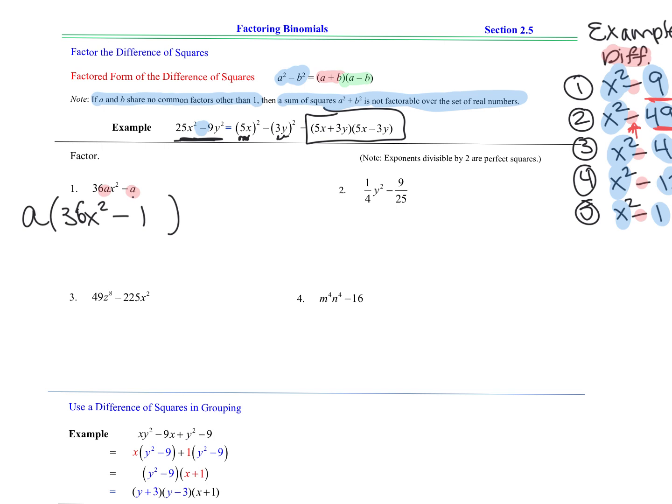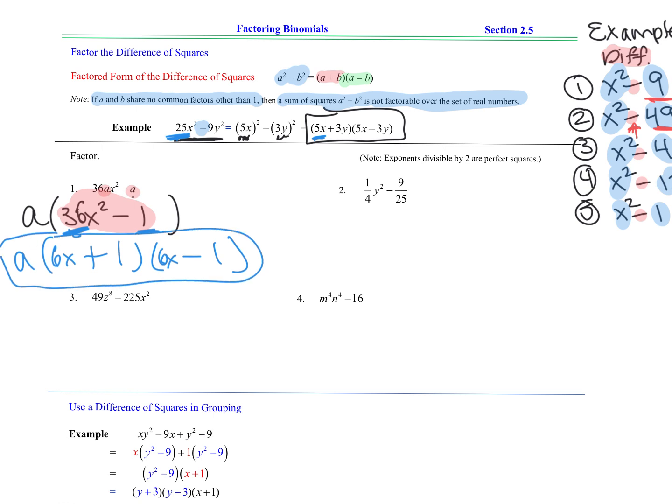And now I have difference of squares. So this piece right here is difference of squares. So I'm going to have the same thing twice. I'm going to drop down my A. I'm going to have a positive and a negative. And because there's a coefficient here, like this was 25 and this became 5, I take the square root of that and I get 6x. And then I take the square root of 1, which is 1. And so that's what my answer would look like for number 1.